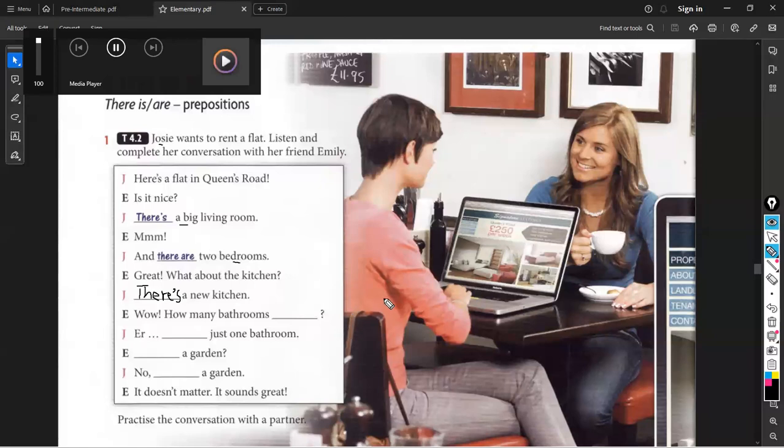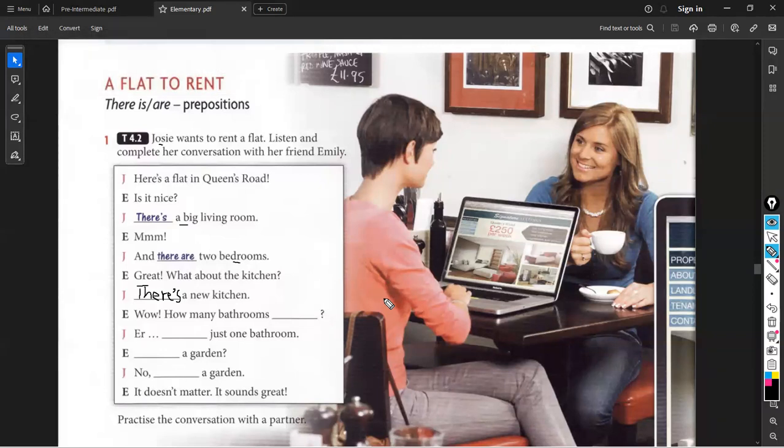Wow. How many bathrooms are there? There's just one bathroom.